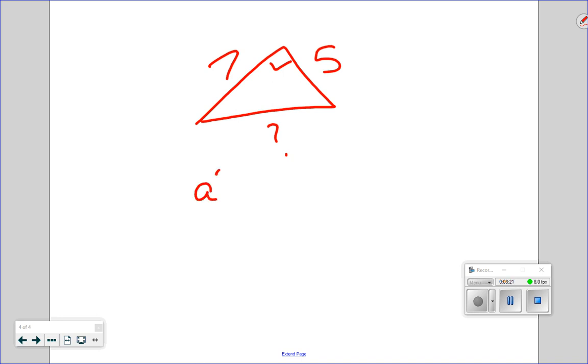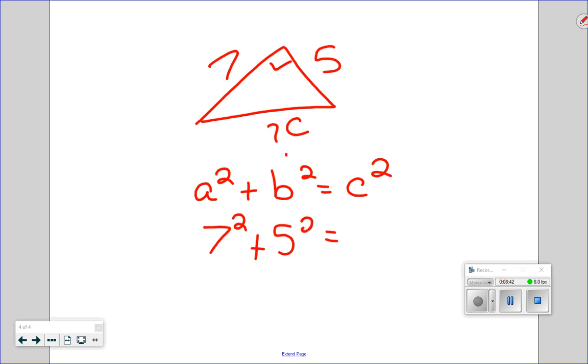So here's the Pythagorean theorem, a squared plus b squared equals c squared. And we're going to plug in our values now. C is the hypotenuse. That's the unknown value in this triangle. So the 5 and the 7 are a and b. It doesn't matter which one's which. So we'll just plug one in for a, 7 squared, plus 5 squared equals c, we don't know, so it's c squared.